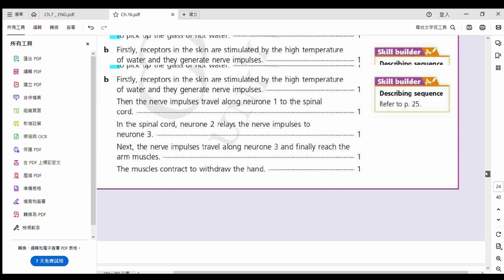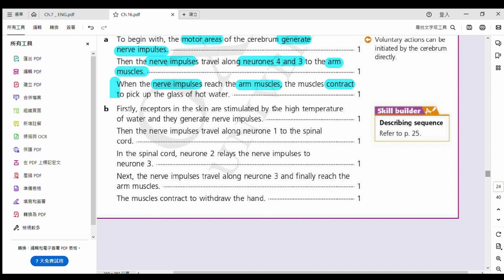Okay? 咁睇睇咯。Okay? So 睇下漏咗啲乜嘢啦。So first one, as you can see, 佢就話啦 receptor in the skin, 佢就會 stimulated 啦. So what are they stimulated by? 佢哋係 stimulated by 呢個 high temperature of 呢個 water 嘅。Okay? 好啦，然之後啦 therefore they generate nerve impulse. 然後 they travel along neuron 1, 咁就去到我哋嘅 spinal cord. Okay? 然後啦，當然啦 neuron 2, which is the interneuron, 佢就 relay, 或者我哋可以用另外一隻字 another word is transmit 呢個 nerve impulse 去到 neuron 3, the motor neuron.